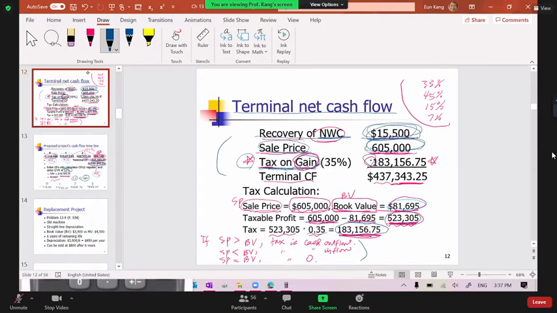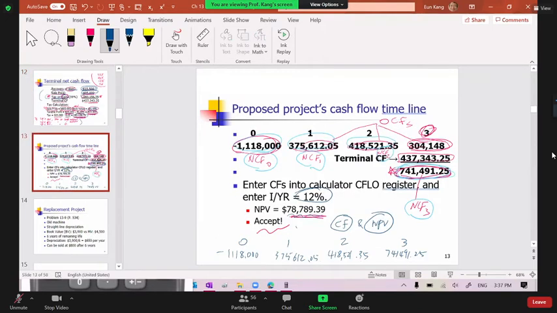That's why only in year 3, not only the operating cash flow of 304,148, you add terminal cash flows. That's cash flows related to terminating your project. Both are cash flows in year 3, so you add them. Then 741,491.25 is net cash flow 3.